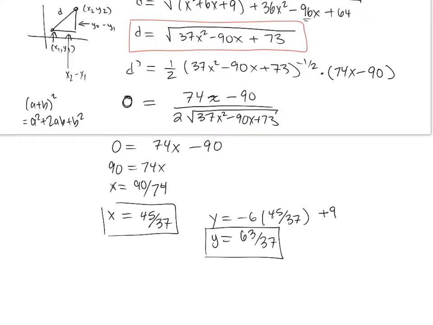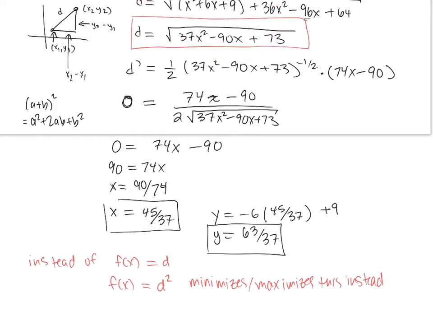So what your book does, instead of using f of x equal to d, is let a function f of x be distance squared. And then it minimizes or maximizes, whichever applies, this instead.